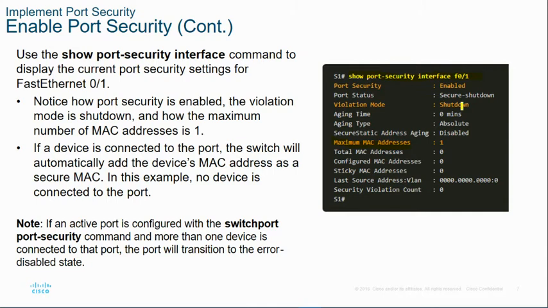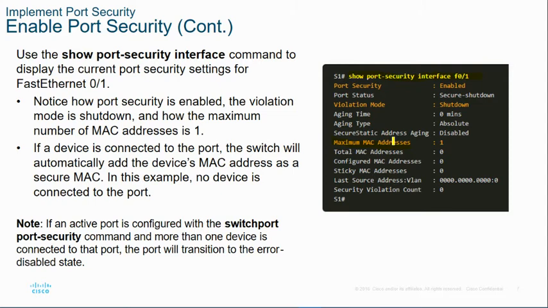Now, from the output of the command show port security, you can see the port security status of that interface. The command displays whether port security is enabled or not, the port security is secure shutdown, the violation mode is shutdown, the aging time, the maximum MAC address, and other information. So from this output we understand that port security is enabled, the violation mode is configured as shutdown, and it allows a maximum of one MAC address on the interface F01.